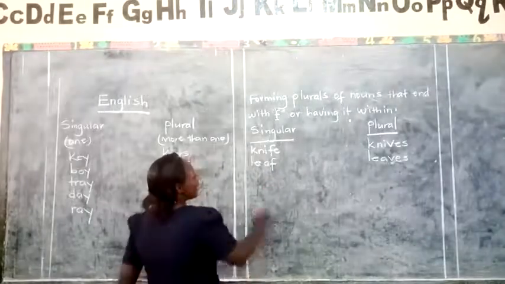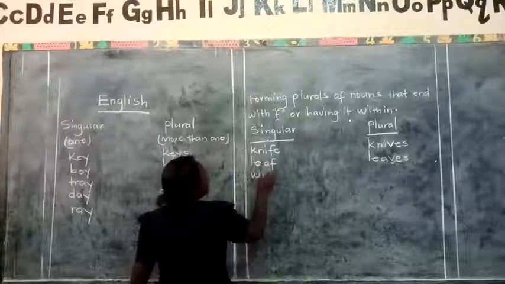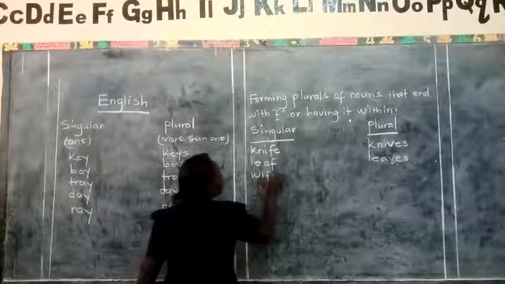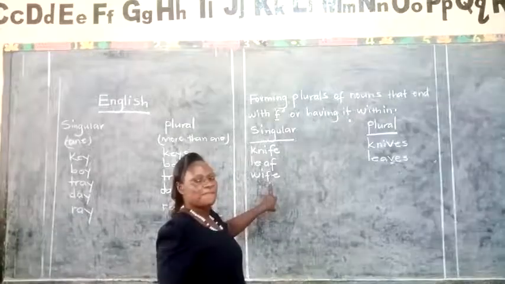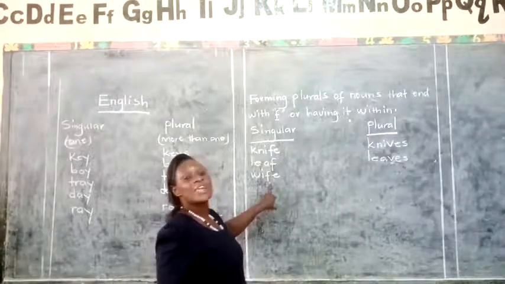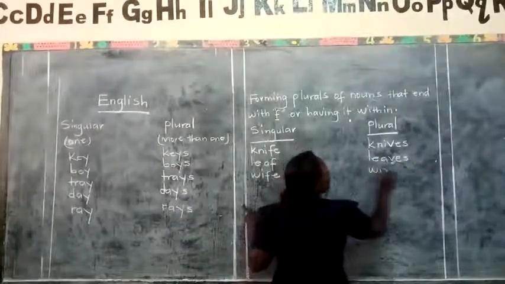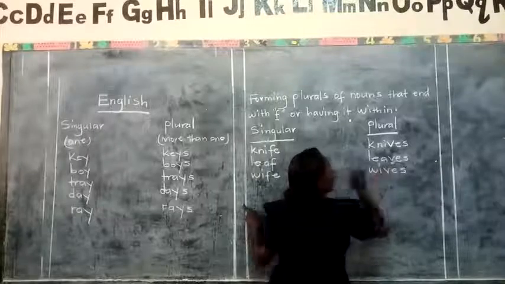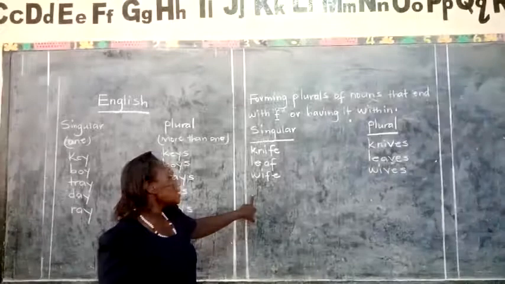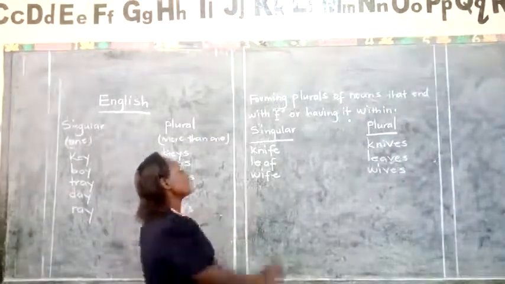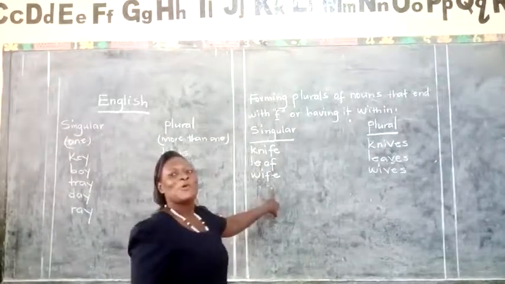Then we also have this noun here, wife. When there are more than one, we call them wives.